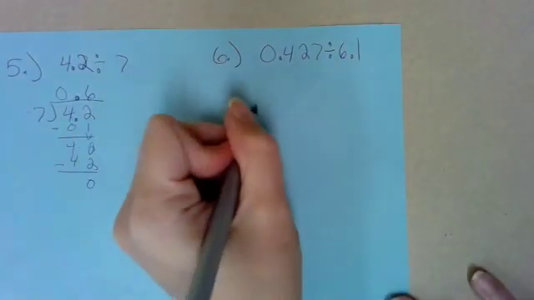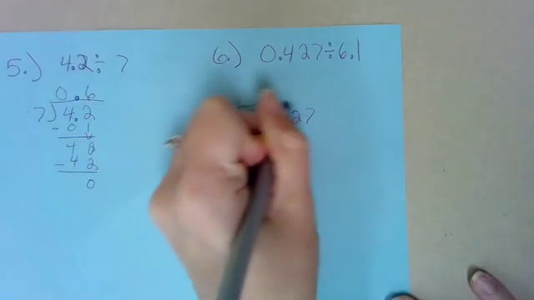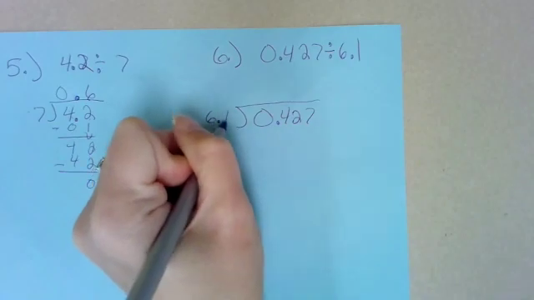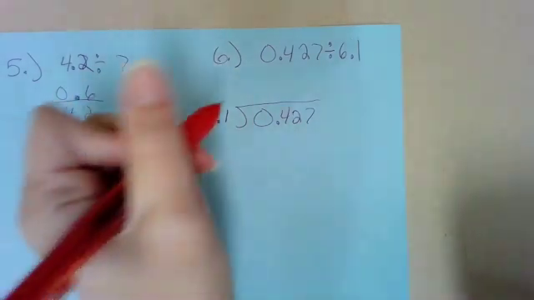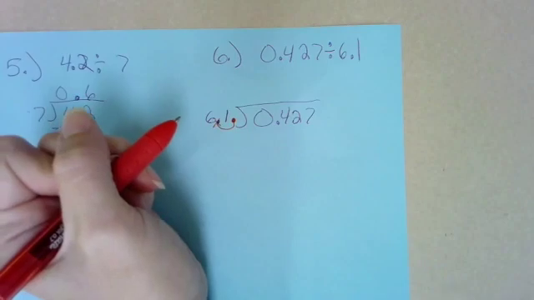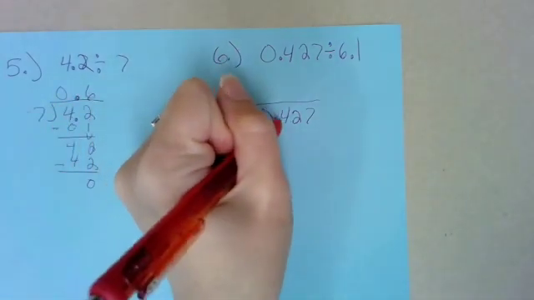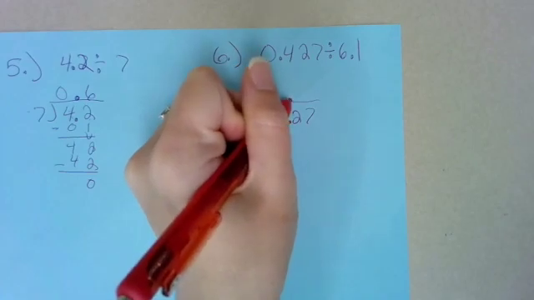Number 6, we have 427 thousandths divided by 6 and 1 tenth. We do have a decimal in our divisor this time, so we move it to the right to make it a whole number. We only had to move it one time, so we move it one time in our dividend and put it straight up to the top.